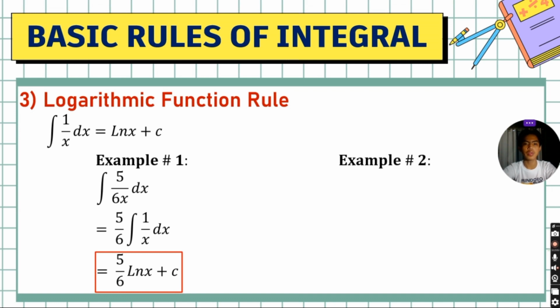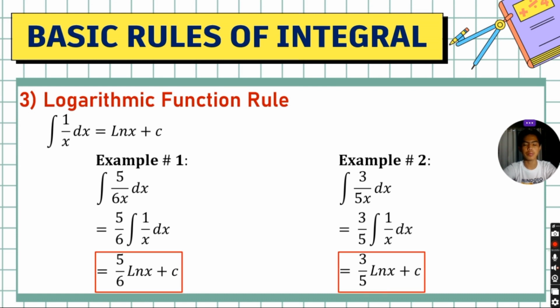Second example, the integral of 3 over 5x. Again, take the constant out. So 3 over 5 times the integral of 1 over x, which is ln x plus c. The final answer is 3 over 5 ln x plus c.